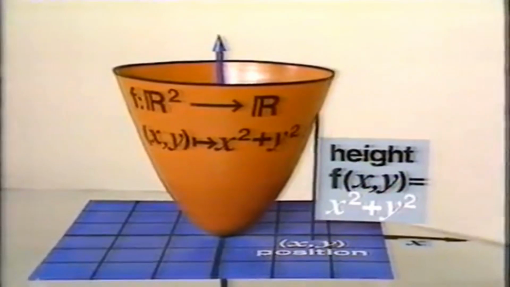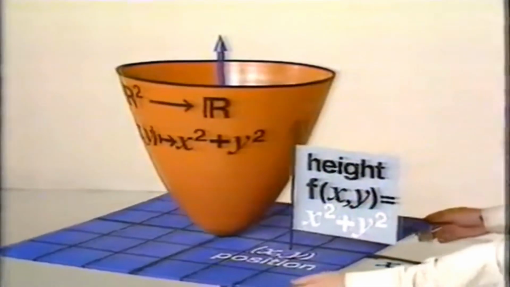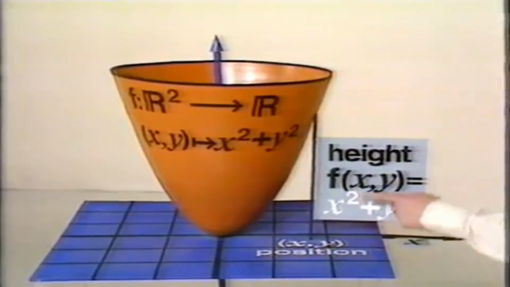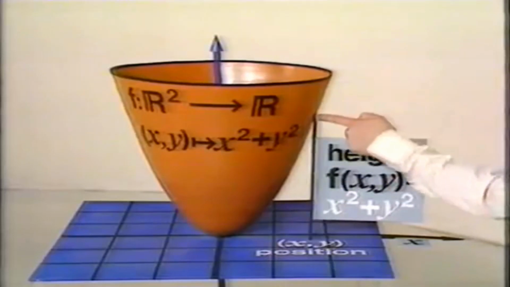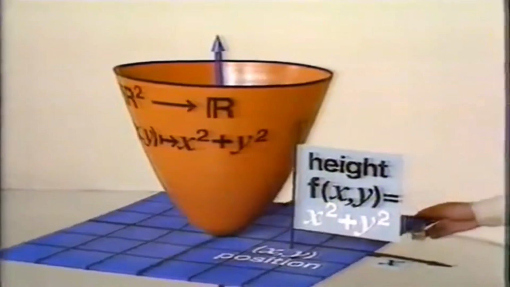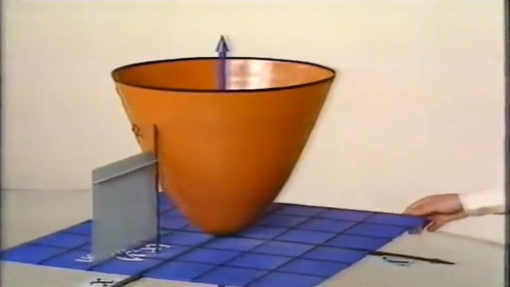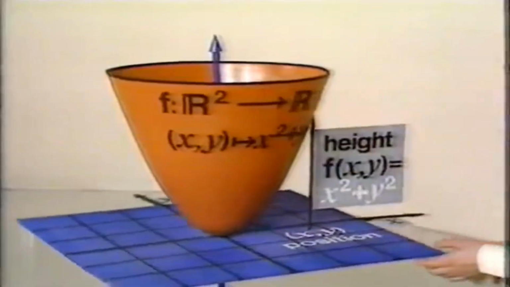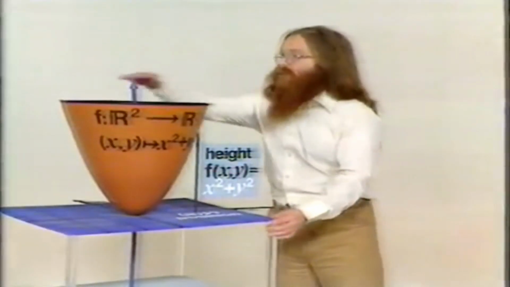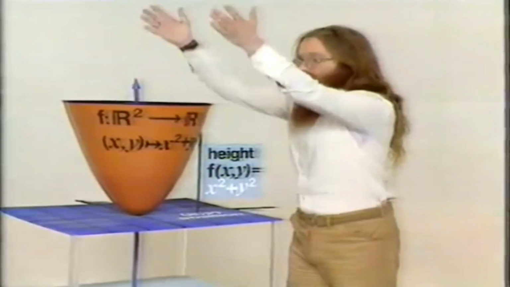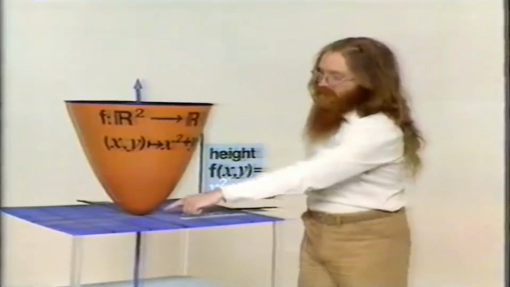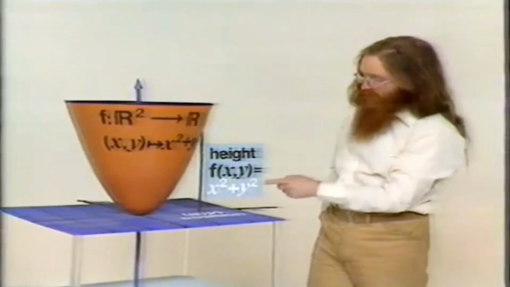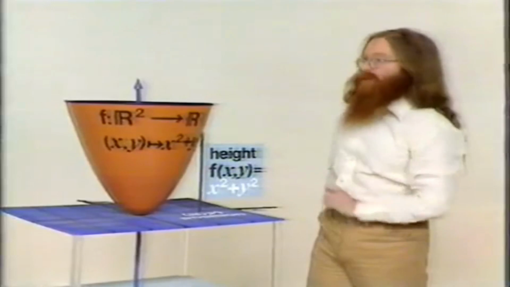And the graph turns out to be a surface. For each position (x, y), we use the rule f to obtain the height of the surface. And if we do that for every point (x, y), we get this shape of surface. Well, we've cut it off here with a vertical slice, but it really goes upwards indefinitely. That's because as we take points (x, y) further and further from the origin, the height, that's the value of x squared plus y squared, keeps on increasing.